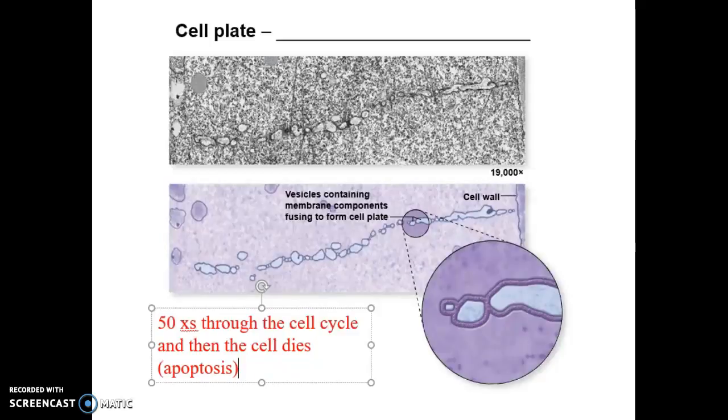We want the cells to die after so many turns through the cycle because it means we're done, but they've left behind lots and lots and lots of copies. We'll talk about cancer, and the problem with cancer is those cells never die. They never go into apoptosis. They never stop dividing. It's never going to go away.